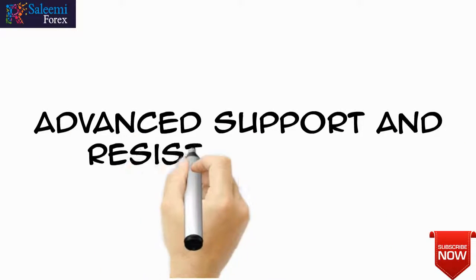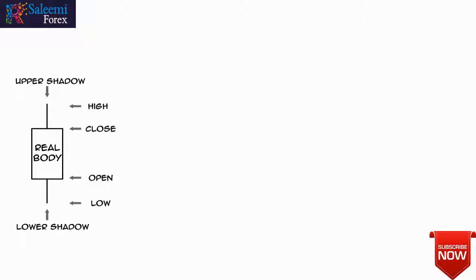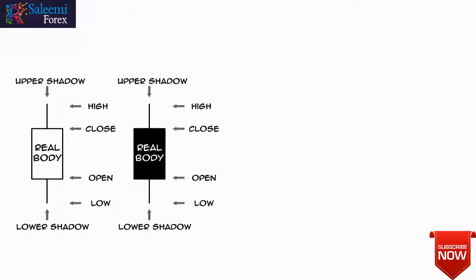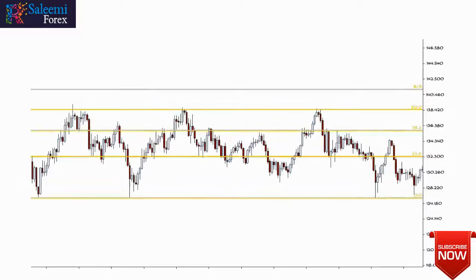Advanced support and resistance. Support and resistance price levels. Now you understand some basics about candle charts, support and resistance, and risk and money management, RAM. You're ready to get to the meat of TA and learn the tools to identify the likely support area at which to enter or open a position and the likely resistance zone at which to exit or close it.